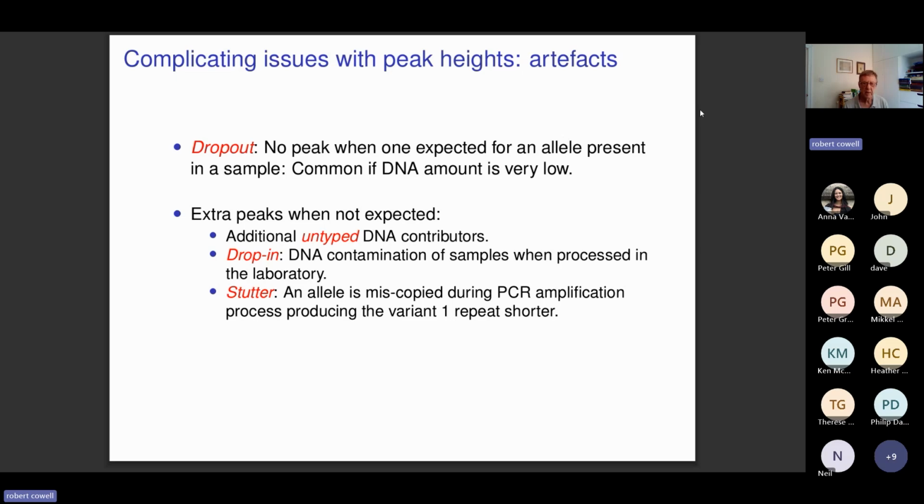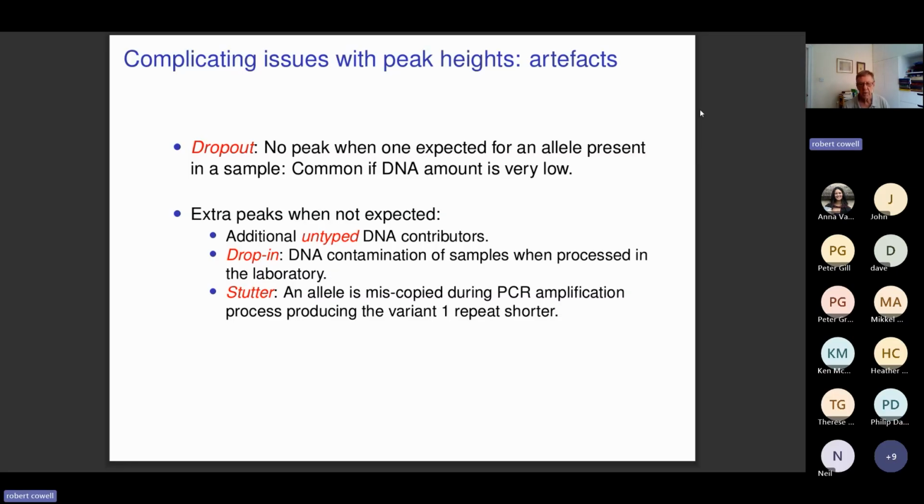There are three main DNA explanations that could occur here. You might have untyped contributors to the mixture. There might be some sort of DNA contamination of the sample when it's processed in the laboratory. This is called drop-in. A very common explanation is stutter. When an allele is copied during the amplification process, sometimes it's miscopied into the variant one repeat shorter.